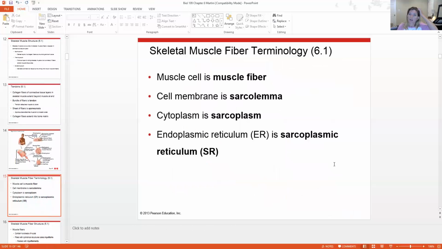So let's talk about some special terms dealing with the skeletal muscle. First, a muscle cell, as I've said, is called a muscle fiber. The cell membrane of a muscle cell is called a sarcolemma, very different from the typical plasma membrane. The cytoplasm is called a sarcoplasm. That prefix sarco is referring to contractile cells, these special muscle cells. Endoplasmic reticulum, or ER, is called sarcoplasmic reticulum, or SR, in muscle fibers.